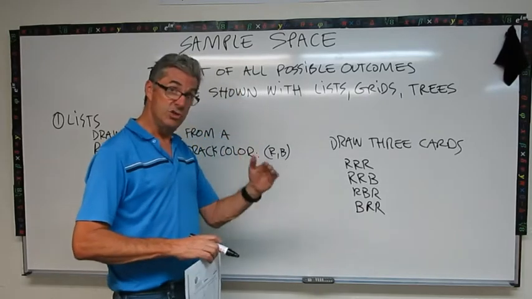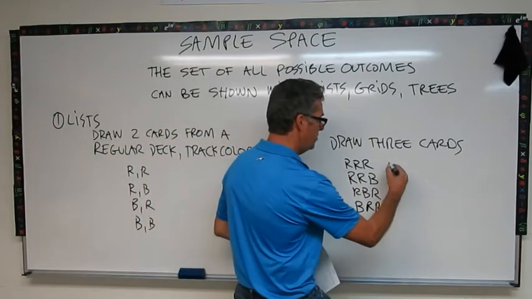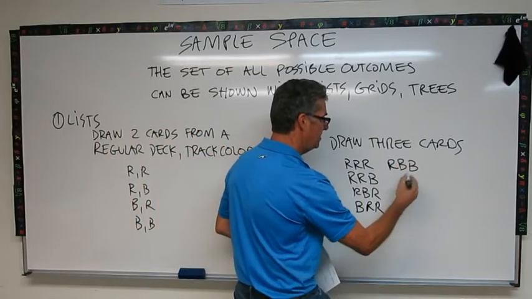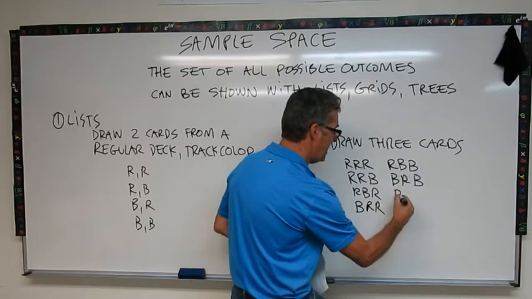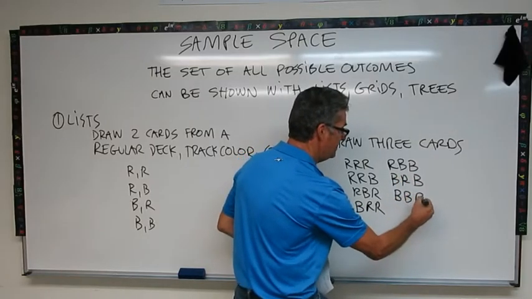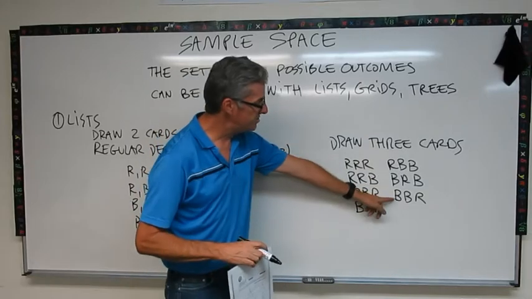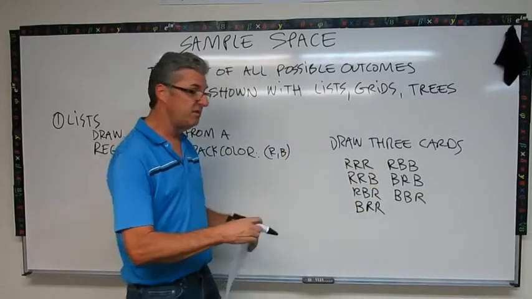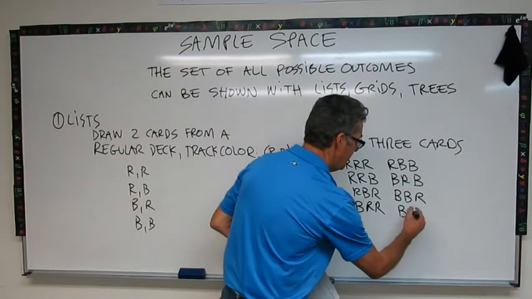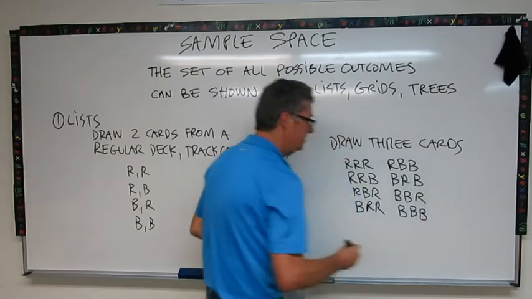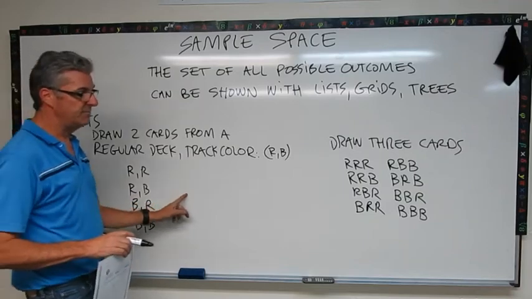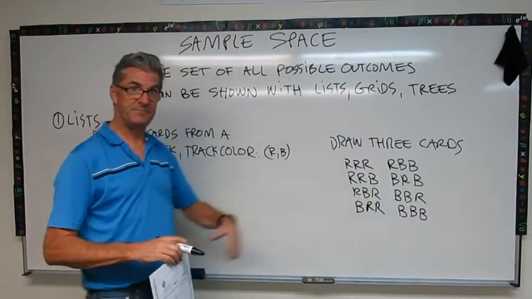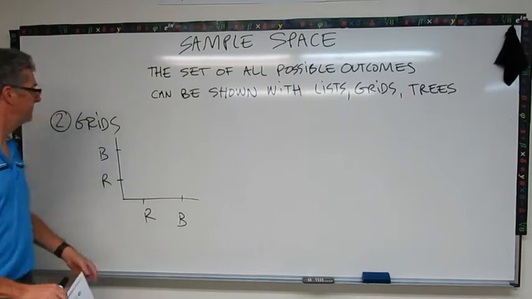Now I have two blacks. So let's do red, black, black. Let's do black, red, black, and then black, black, red. Okay, so these are all the outcomes with two blacks, and then I have my final, which is three blacks. Black, black, black. So here we had just four possible outcomes. In this case, we have 8. Okay, let's take a look at a grid.